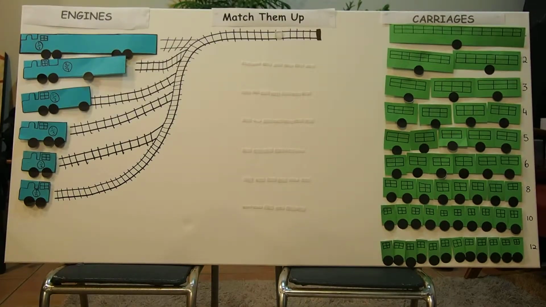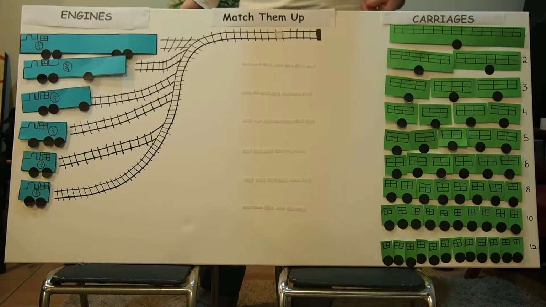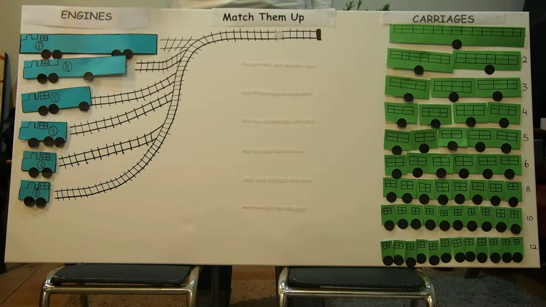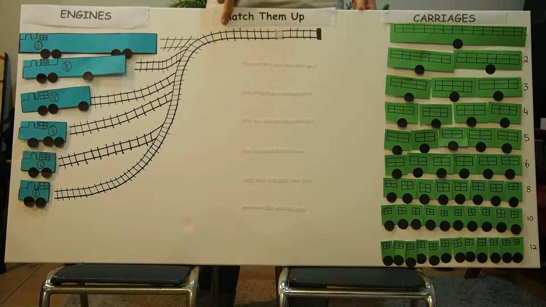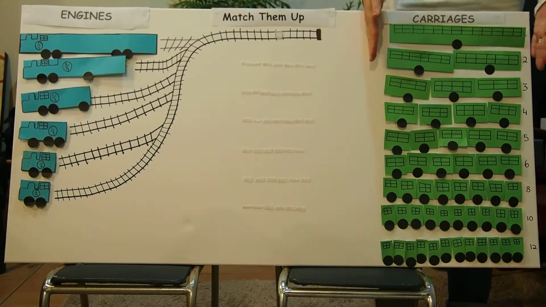I will now demonstrate the language you would use with this resource to introduce the concept of equivalence. Here we have a train station with engines over here and carriages over here. The engines can only pull their own length in carriages, so they need to park over here to see which carriages will match their length exactly.